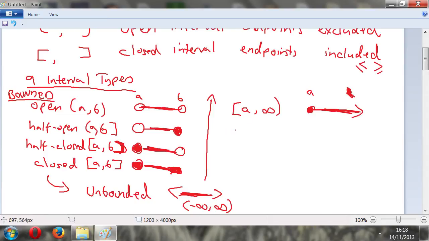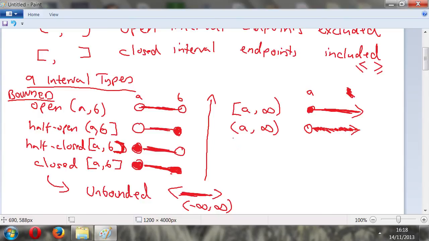Okay, but what if we want to unbound it on the left-hand side? We'll unbound it. We're going to use the open, so we're going to exclude that, and we're going to do from infinity again. So this time we're going to exclude A and just have everything going on that.